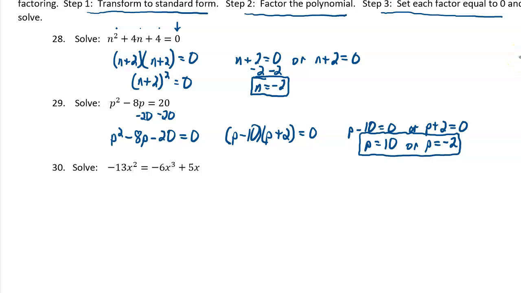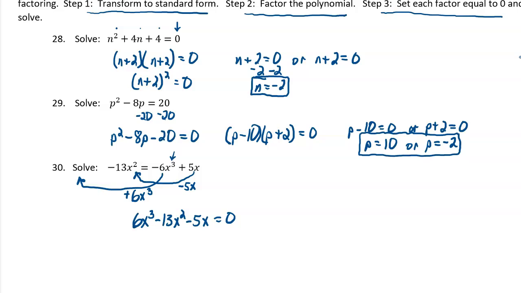And number 30. This is a cubic equation because the highest exponent is a 3. So we run through the 3-step process, and the first step is to create standard form. We want to move this out to the beginning by adding 6x cubed. And we want to move the 5x over here as well by subtracting the 5x. Now let's write down what's created when we do that. 6x cubed minus 13x squared minus 5x is equal to 0.